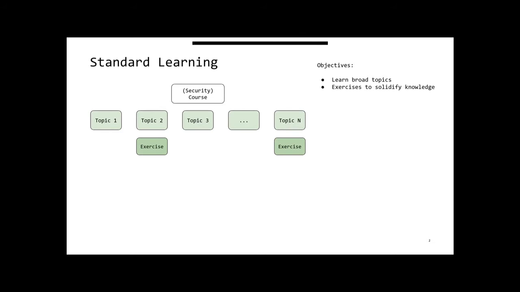I would say that with standard learning, typically you have many topics that you want students to learn about. These are broad topics, and that is one of the objectives. For some of these topics, you have exercises, and these exercises are designed to solidify knowledge. During these exercises, you tell the students exactly what they need to do and how they need to do it, so that they have a clear task. And this is also because you have so many topics, you need to help them more.